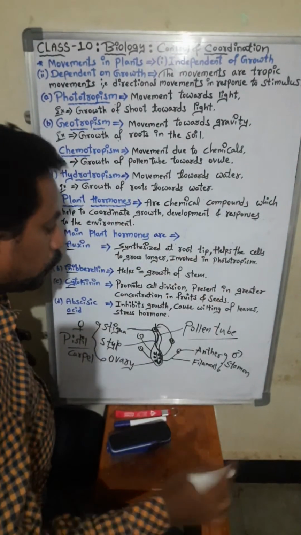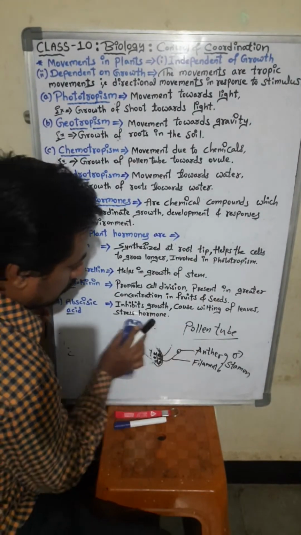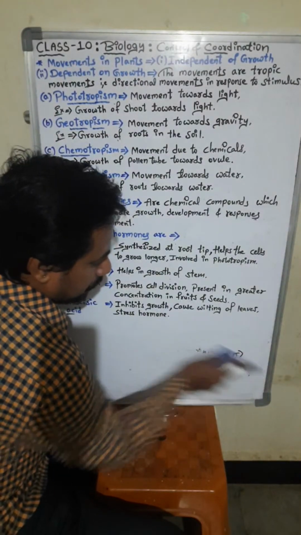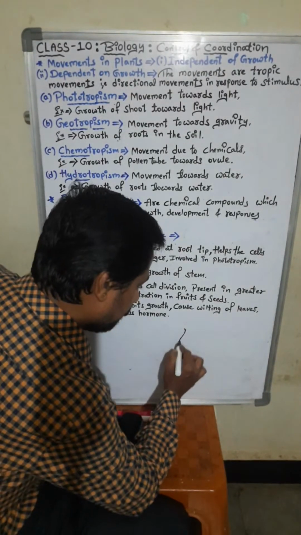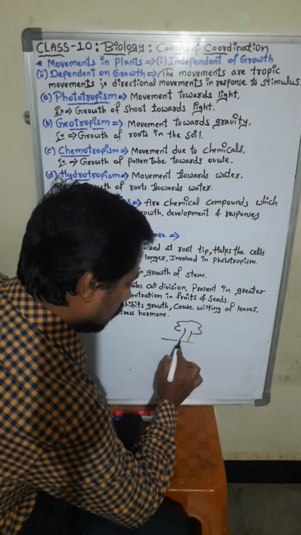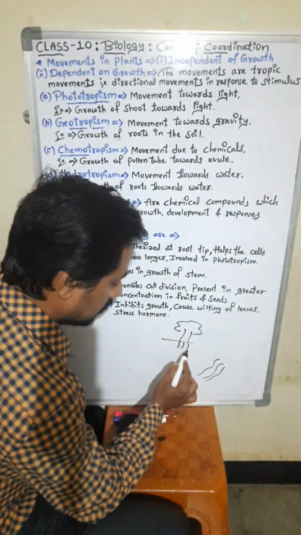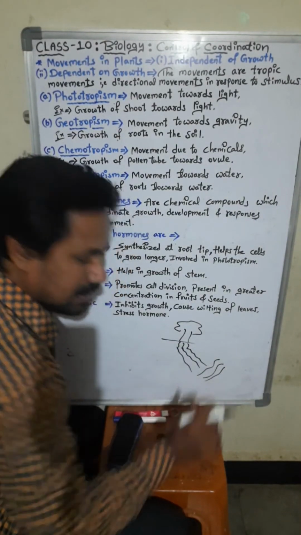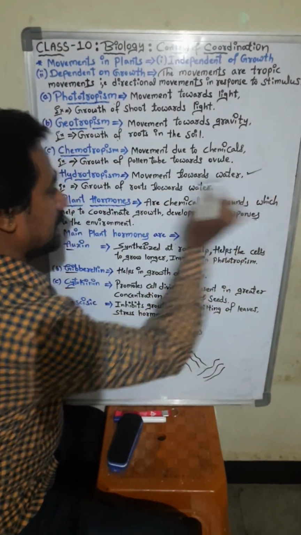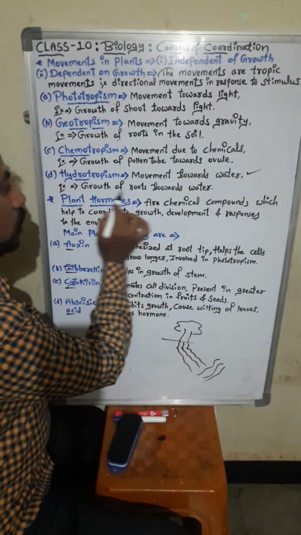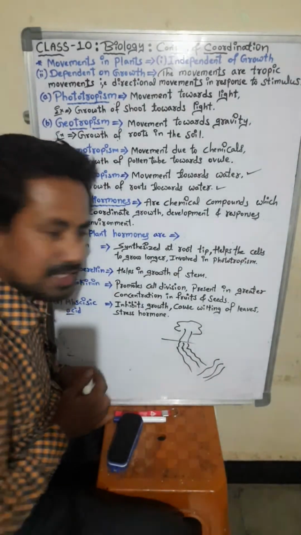So the next one is hydrotropism. What is hydrotropism, students? Hydro means water, tropism means growth: growth of plants towards water. Simple. One tree is there, roots are there, but the water is here. It needs water, so what will it do? The roots will grow towards the water. The movement of a plant towards water is called hydrotropism, the growth of roots towards water. Is it clear, students? Yes.